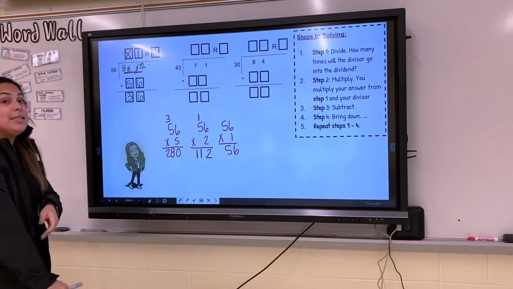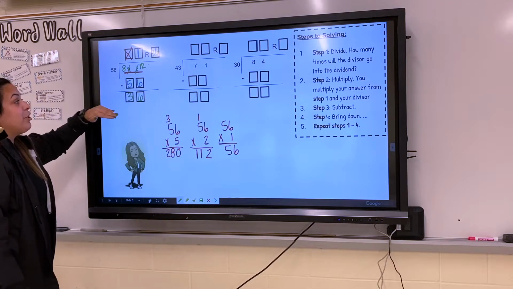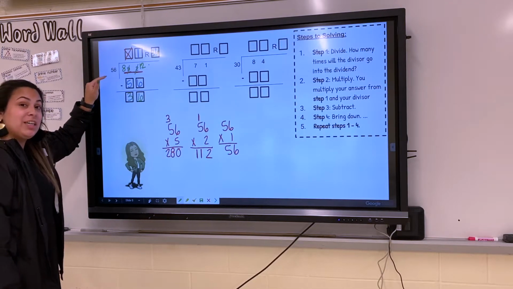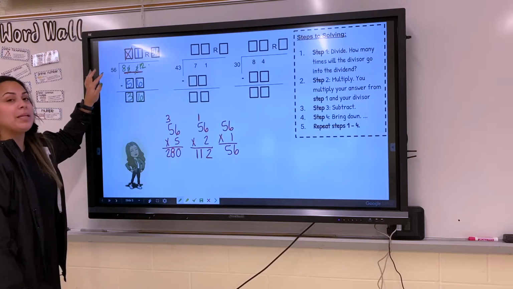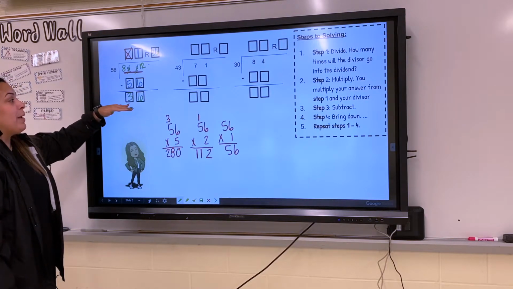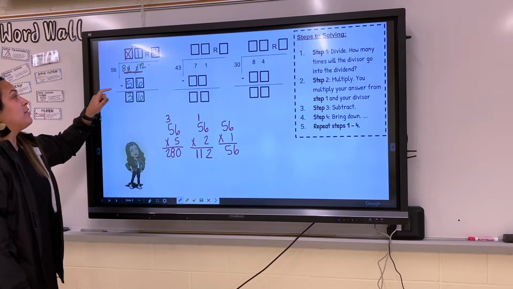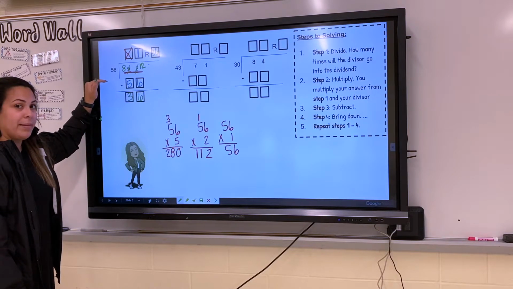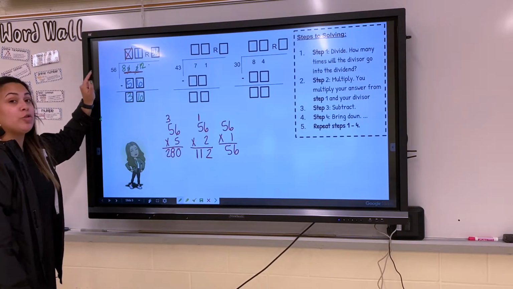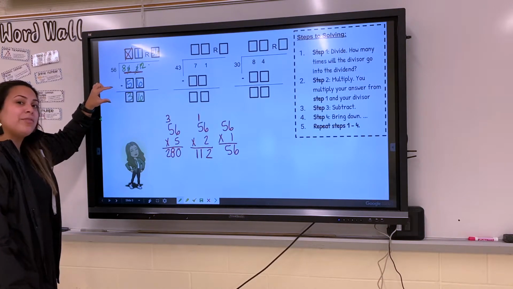Another tip is if you subtract and you get a remainder that's higher than your divisor, then that means you did something wrong. Your remainder should always be less than the number you are dividing by. If your remainder is greater, then you messed up somewhere. So that's a good way to see if you're on the right track.